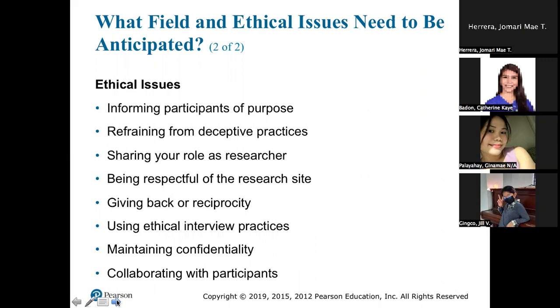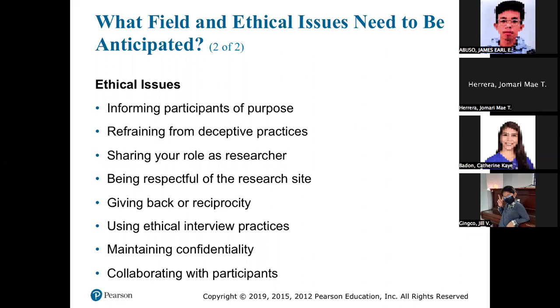Then ethical issues. What are those different things? Gina May Palaya. Yes, sir. Ethical issues. The first one, informing participants of the purpose. The second, refraining from deceptive practices. The third, sharing your role as researcher. The fourth, being respectful of the research site, and then giving back or reciprocity, using ethical interview practices, maintaining confidentiality, and the last one, collaborating with participants.